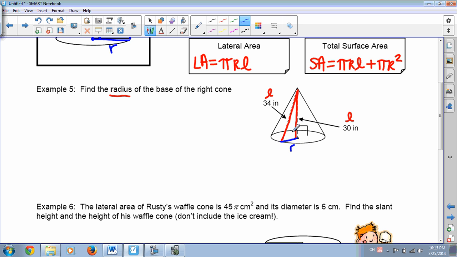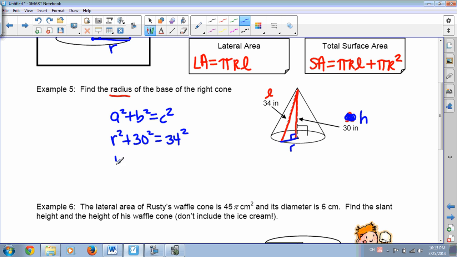Again, this is a right triangle, so we're going to be using the Pythagorean Theorem. A and B are always the legs that make your L, make your right angle. So r, we don't know what our radius is, so radius squared plus our height, 30 squared, equals our slant height, the hypotenuse, 34 squared.